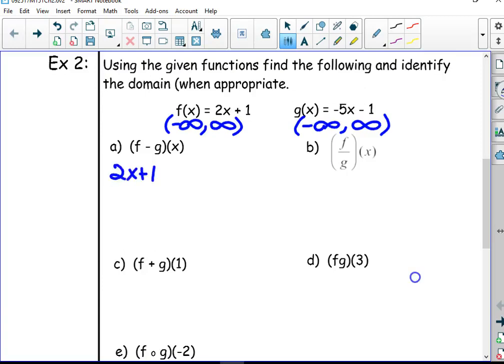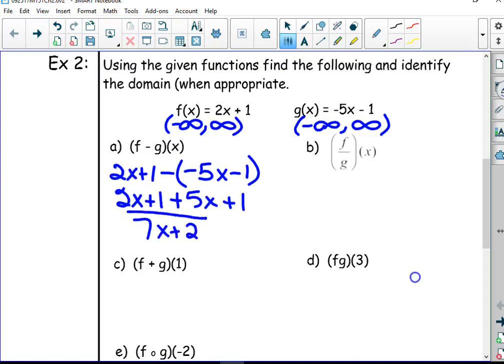So 2x plus 1 minus, and be careful with subtraction, with more than one term you will have to distribute. So I always put that in parentheses. So we get 2x plus 1 plus 5x plus 1. And that looks like 7x plus 2. Now, because we have a linear equation as a result, our domain, again, is unrestricted. Part B, though, is a fraction. And so when we build function f over function g, we have some domain issues.